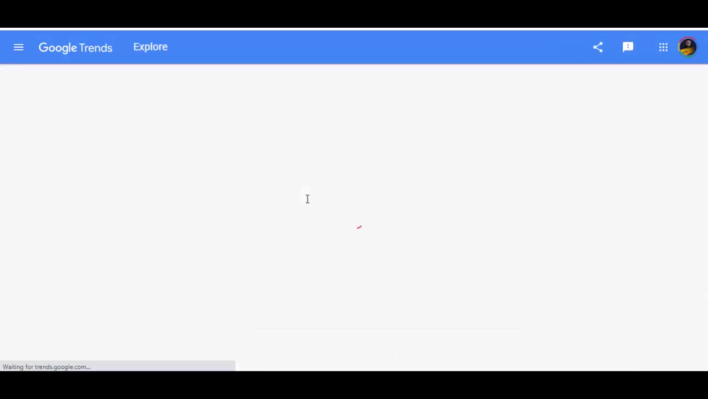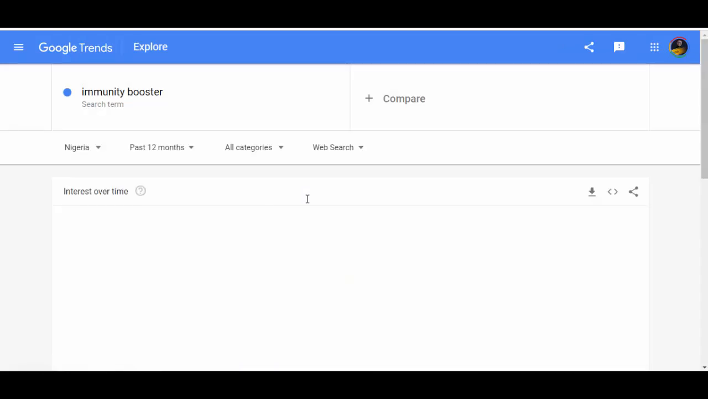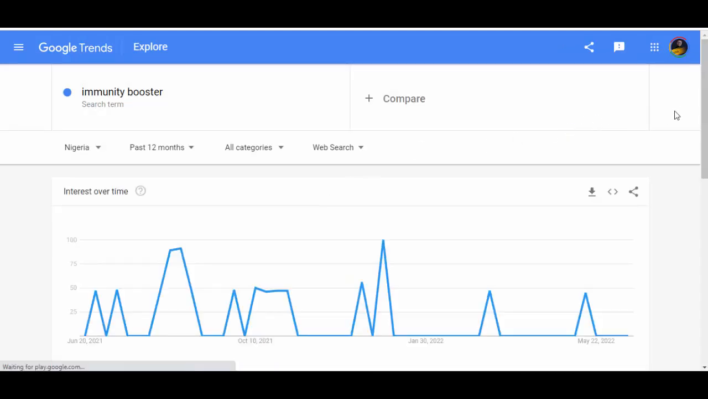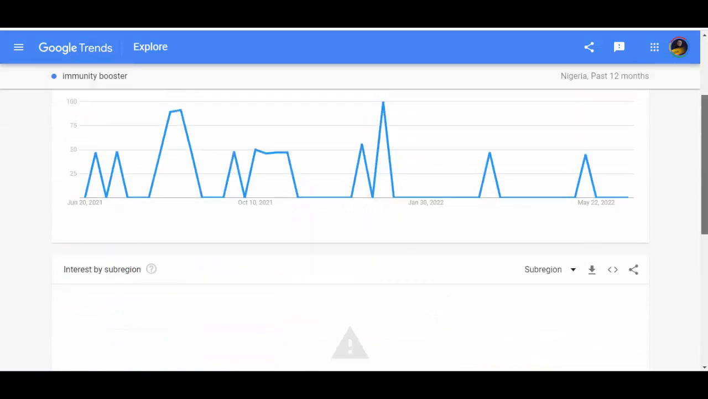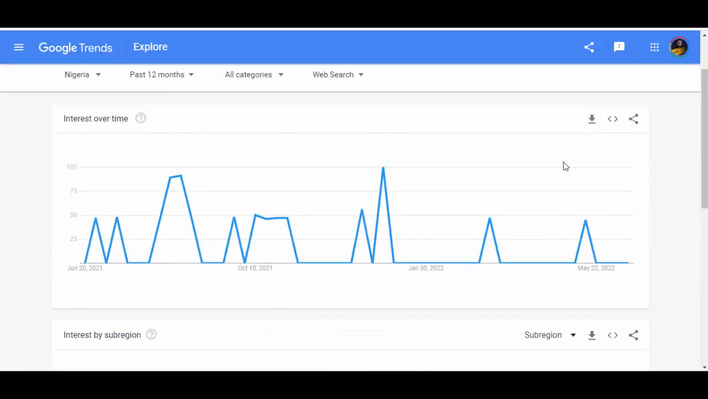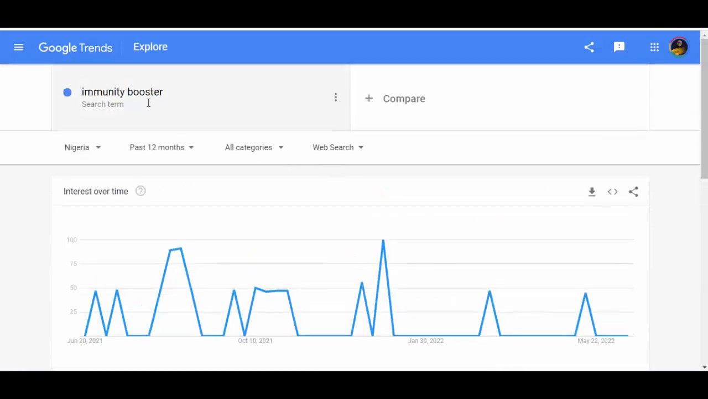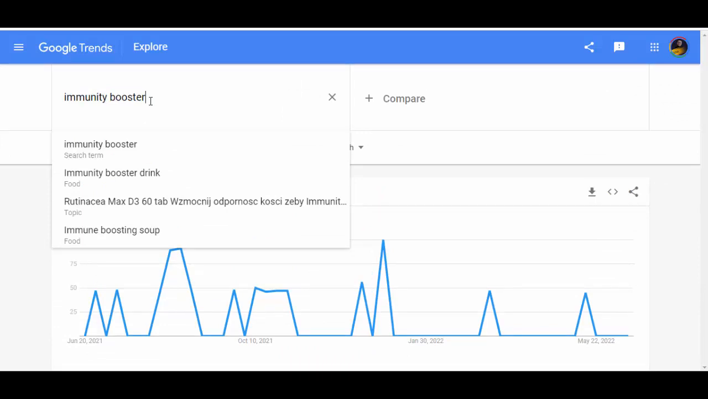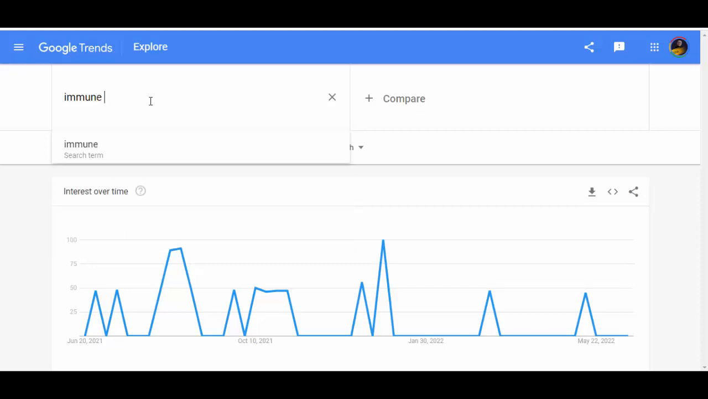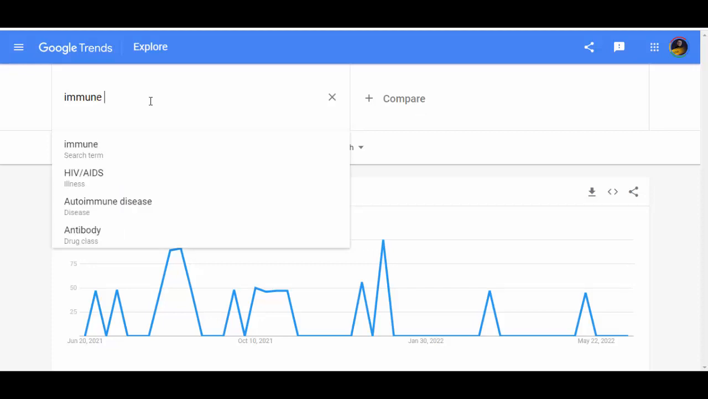Okay, maybe what they're searching might be different, right? But let's just see that. Not much. The search term can really be different. Okay, immune booster.